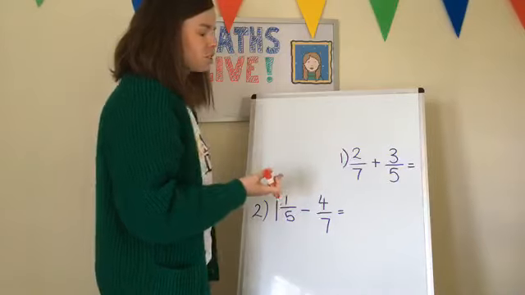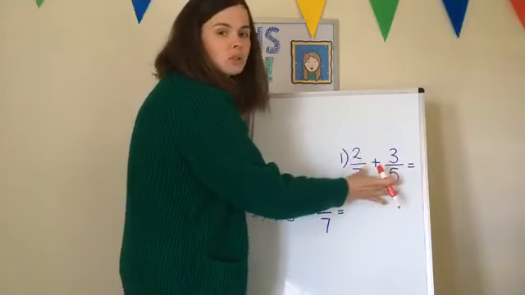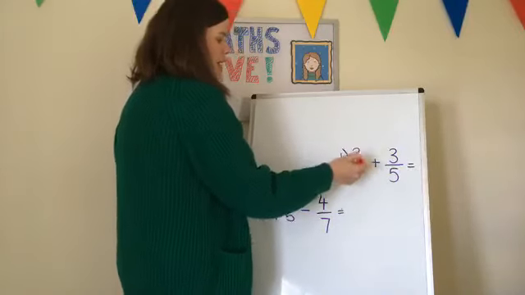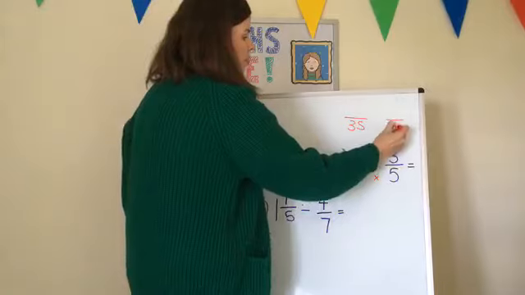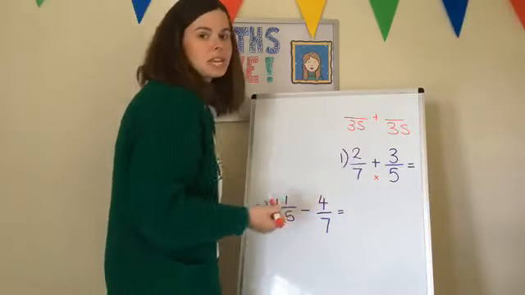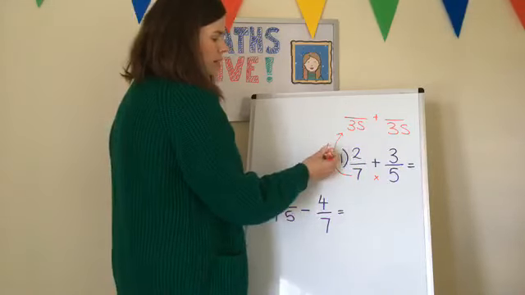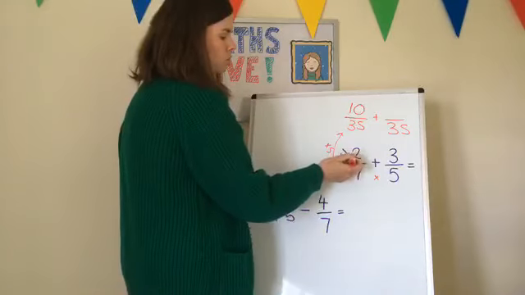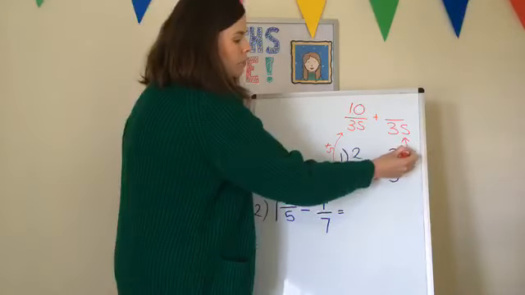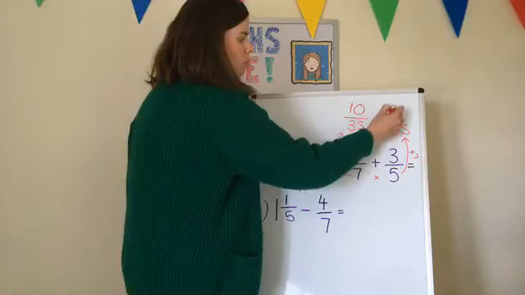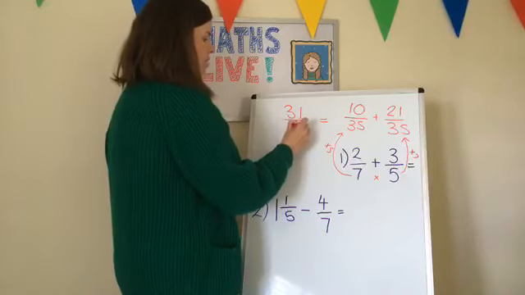Right, adding fractions, we need to make them equivalent first of all. So we've got 2/7 and 3/5. We can't do that, we need to make them equivalent. So to make them equivalent, let's multiply the denominators. So 7 times 5 is 35. But first of all, what did we do to 7 to make 35? Times it by 5. So then we do the same to the top. 2 times 5 is 10. What did we do to 5 to make it 35? We times it by 7. So 3 times 7 is 21. So the answer to the first question is 31 over 35.